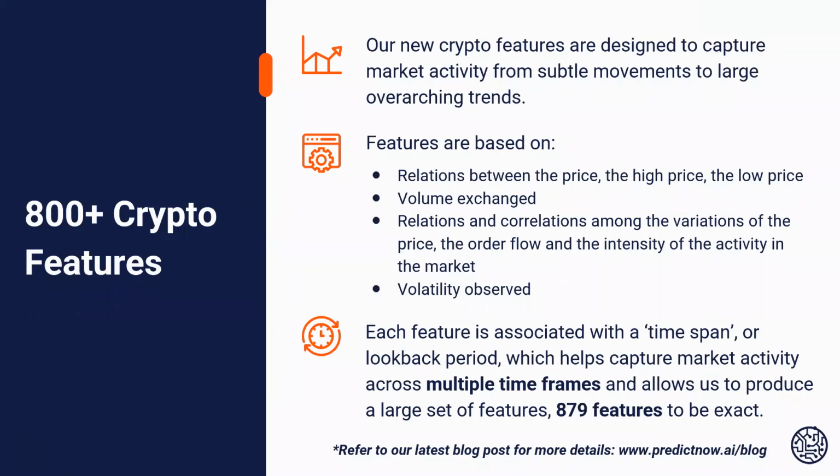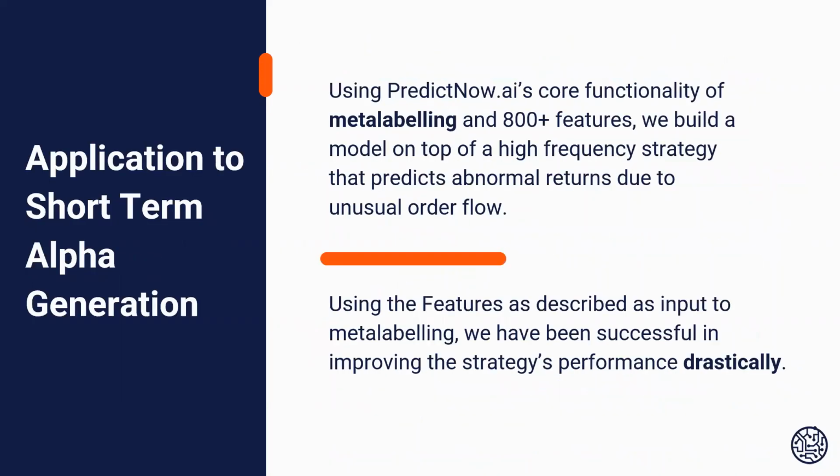And this helps us create features on multiple timeframes for multiple horizons. And this way we are able to create 879 features to be exact. Now you can read the details of the features on our latest blog post, but to give you a brief understanding, these features are able to detect trading strategy signals ranging from short-term to long-term goals. And we will tackle one of those scenarios in the next slides. Next slide, please.